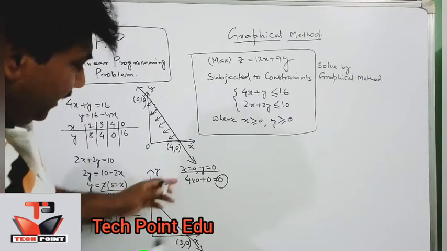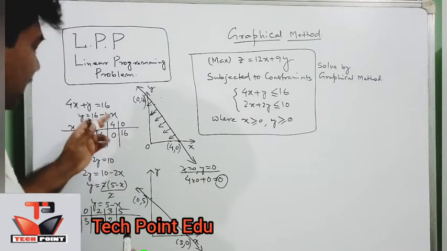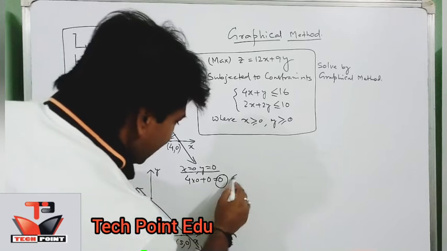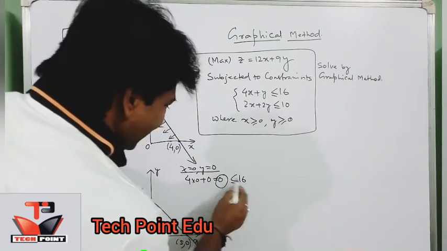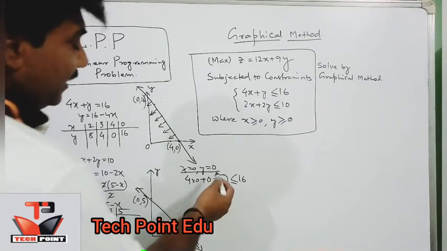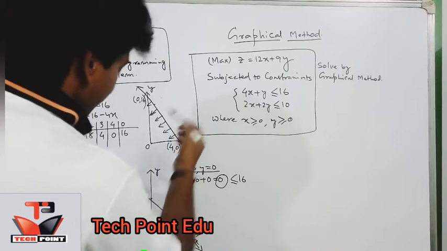I think you have understood. X is equal to 0, y is equal to 0. Put that in the equation. Is it coming 0 or not? And this 0 is less than or equal to 16. This part is less than 16. That's why this will be on your left. If this value comes greater than 16, then it will be on the opposite side.